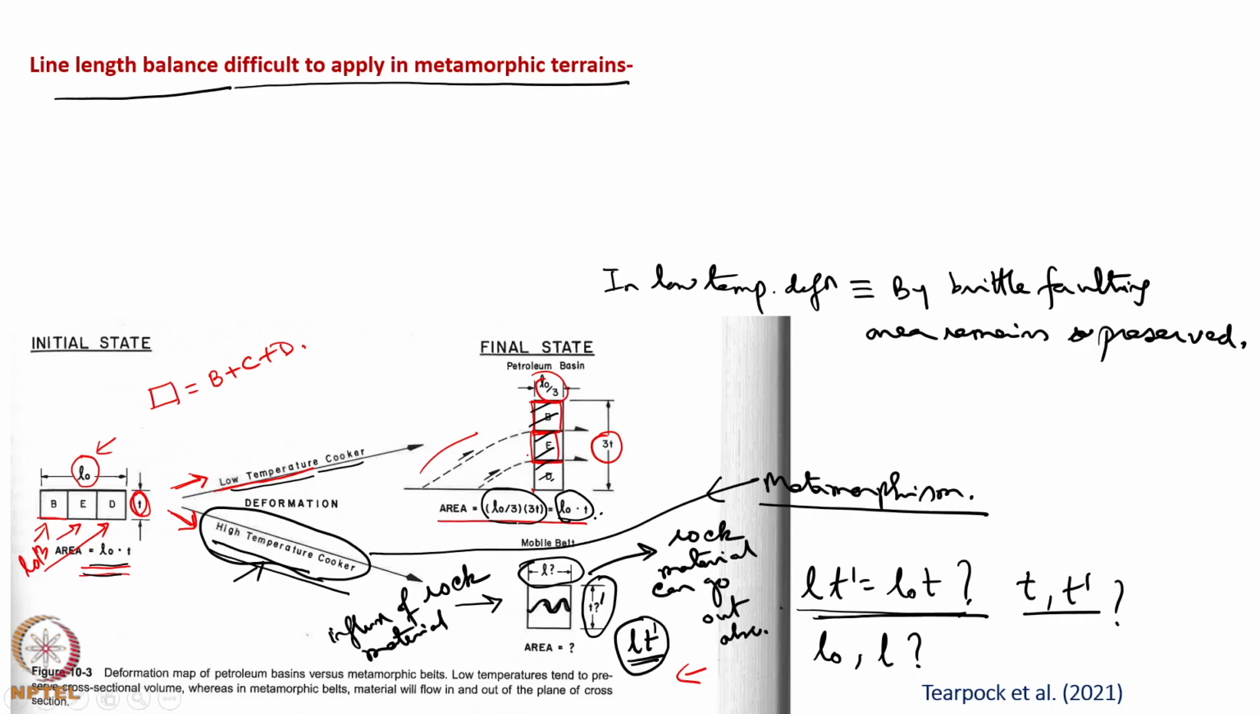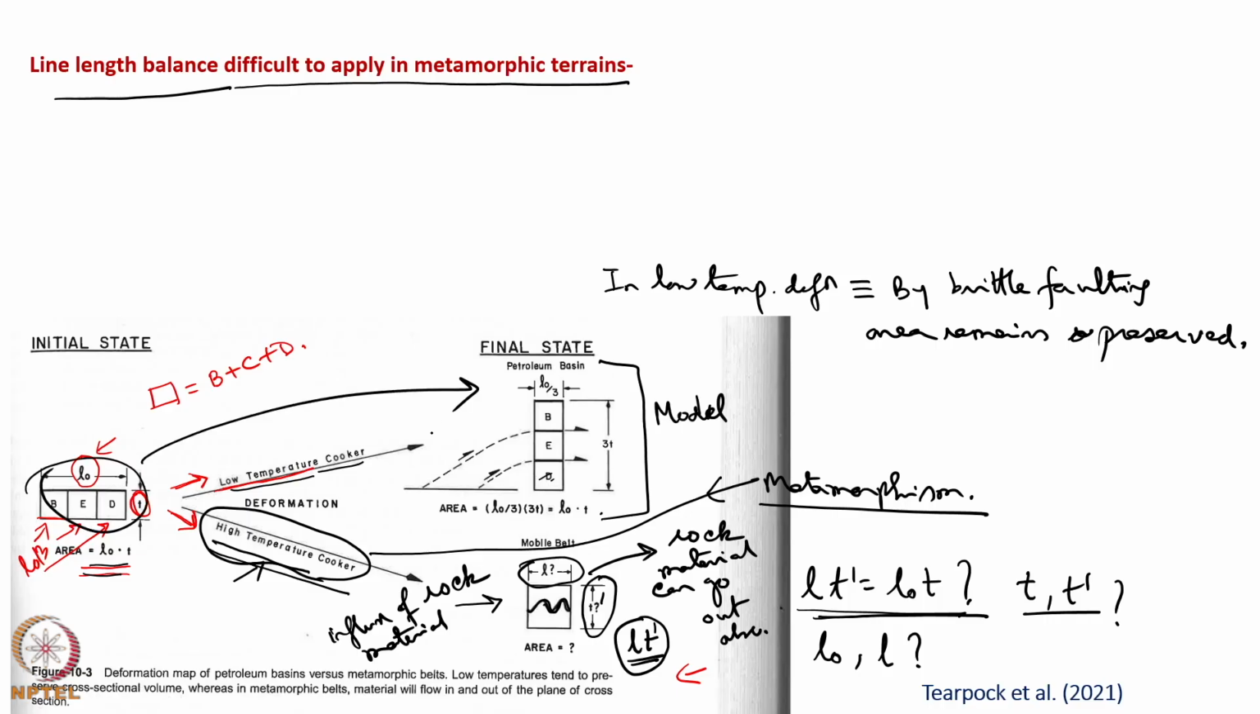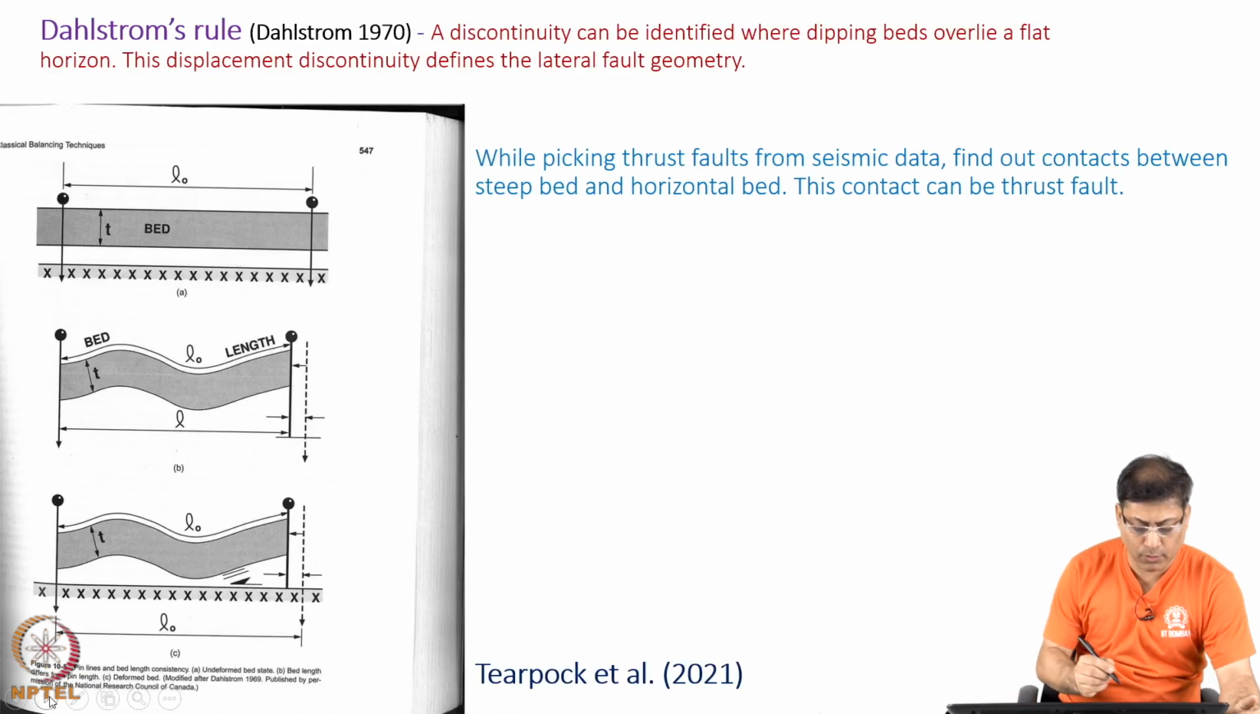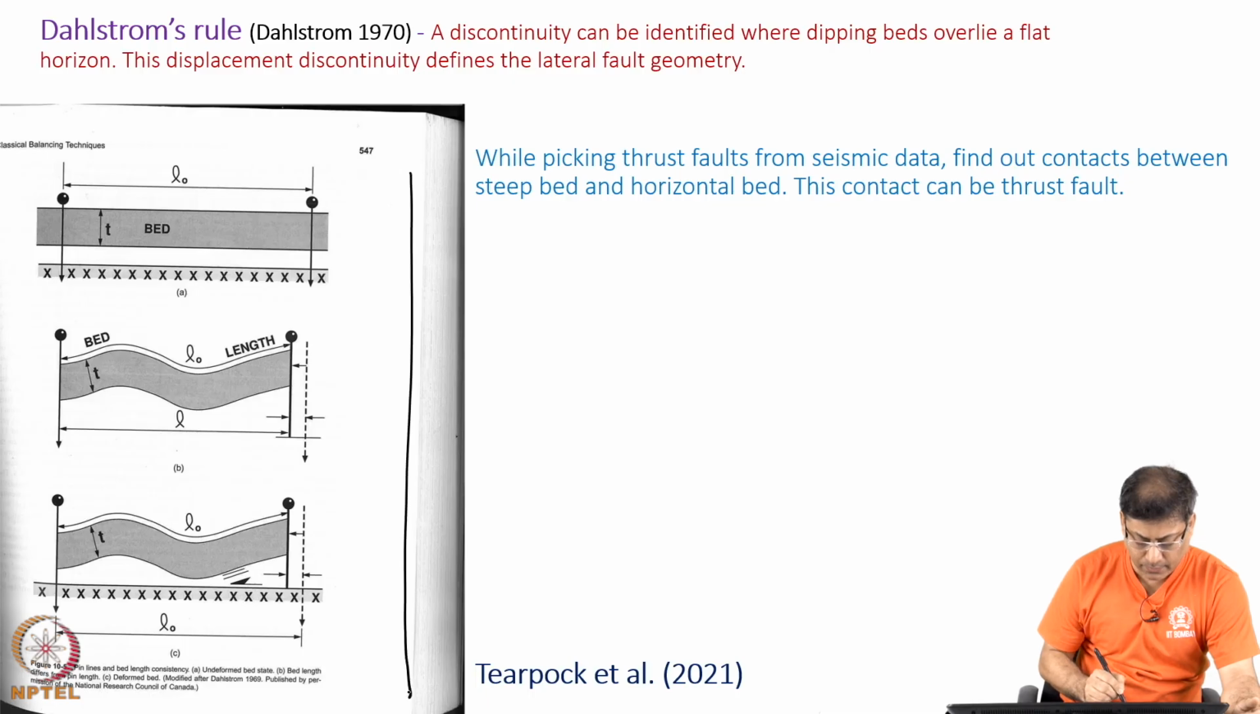Students need to understand that the diagram here is at best called a model. No faulting will lead, probably, from this situation to that situation. It is just for the sake of representation. So, do not try to see exactly this kind of deformation pattern in the field, in the context of line length balancing.